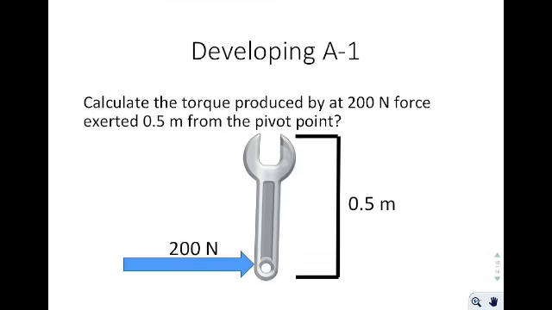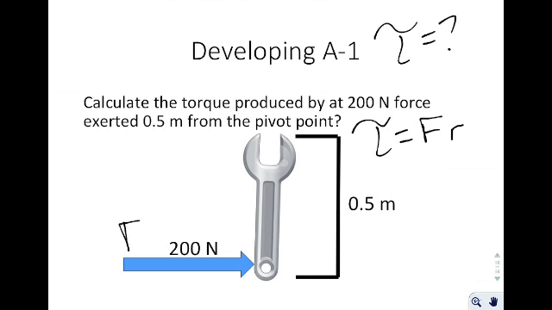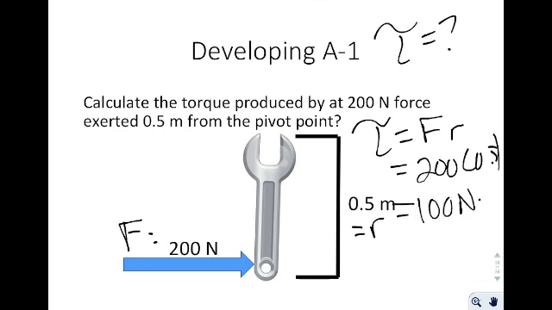Okay, next we have an example. It says calculate the torque provided by a 200 Newton force exerted 0.5 meters from the pivot point. You see this picture right here. So we know that we are trying to solve for the torque. We know that torque is equal to force times distance. This right here is our force value. This right here is our distance value. So we can multiply them out, and when we do that, we get a torque of 100 Newton meters.